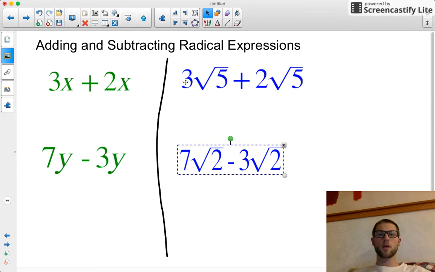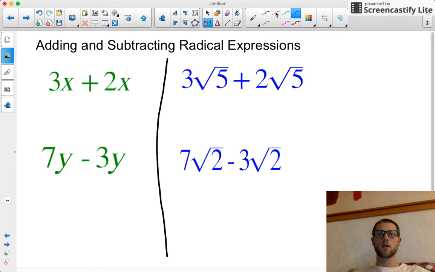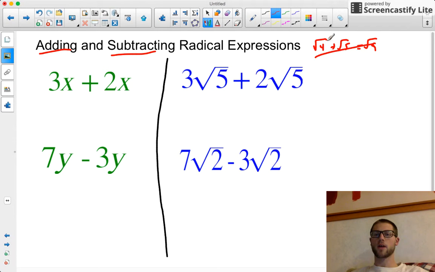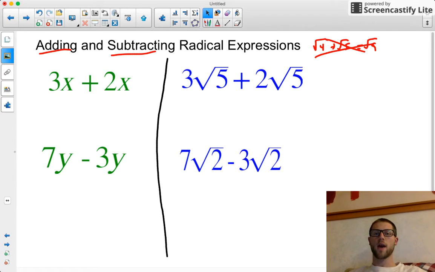Alrighty, what we're going to take a look at here is we're going to begin talking about adding and subtracting radical expressions. So remember a little while ago we talked about we cannot add the square root of 4 plus the square root of 5. That does not equal the square root of 9. We talked a little bit about that before, and we're not going to be doing that now either. But what we can do is we can add and subtract radical expressions when we have like radicals. So we'll talk about what that means in just a second.